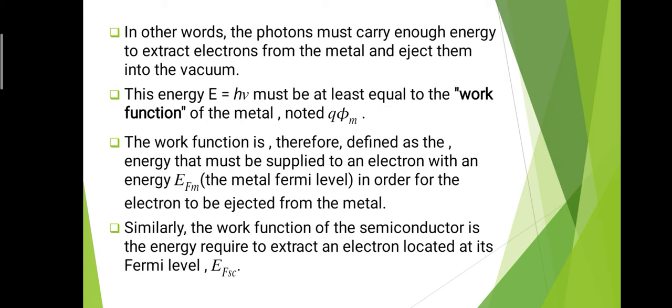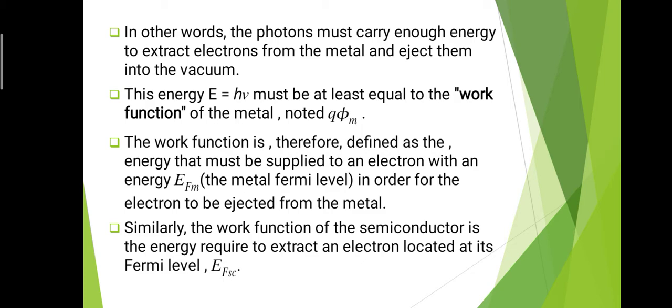In other words, the photon must carry enough energy to extract electrons from the metal and eject them into the vacuum. We know that light consists of a number of photons, and a photon must carry enough energy to eject that electron from the particular metal, so that it can be ejected easily into the vacuum. This energy, E equal to h nu, must be at least equal to the work function of the metal, which is denoted as q phi m, where q is the charge and phi m is the work function of that particular metal.